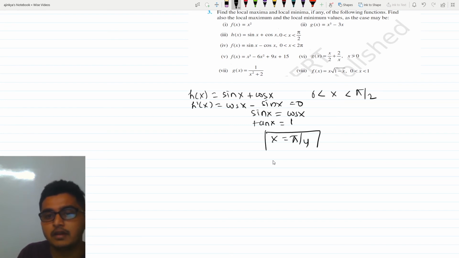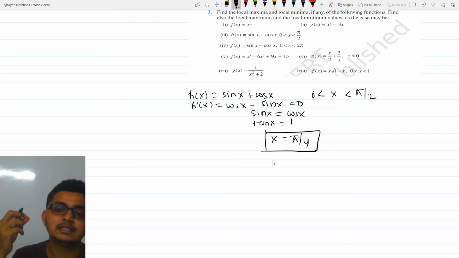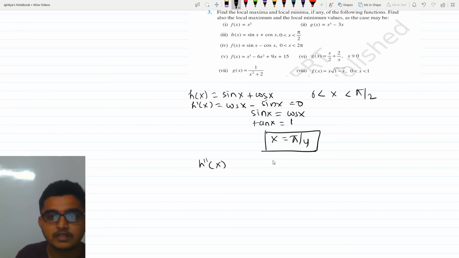Now you have an angle. Here the turning point is an angle, which is pi by 4. So immediately if you get h double dash of x, you have minus of sine x minus cos x, which can also be written as minus of sine of x plus cos of x. And now since you have pi by 4 as an angle which is a turning point, you can always put it over here.